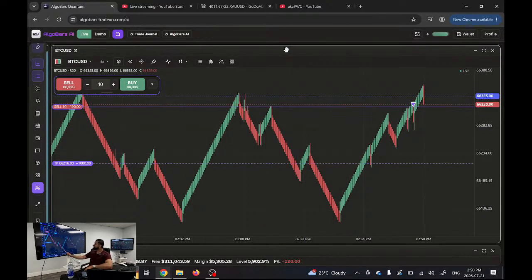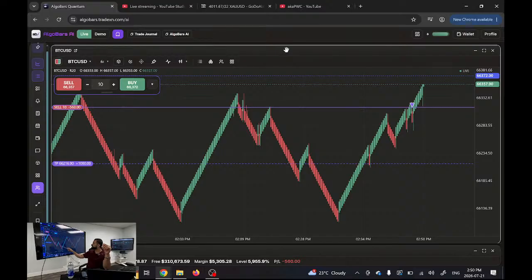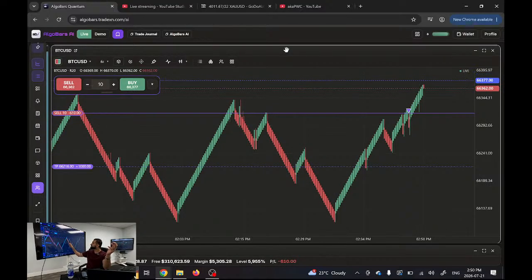So basically, when the range bars reverse from red to green, that's where I enter my buy trades. And when they reverse from green to red, that's where I enter my sell trades. That's how I use the range bars to trade. It's very simple. Red to green, buy. Green to red, sell. That's it.